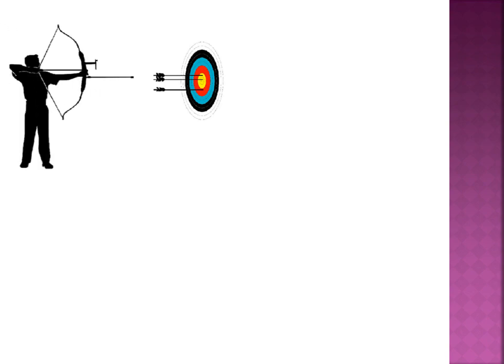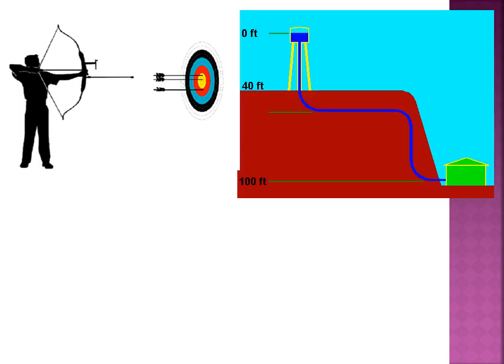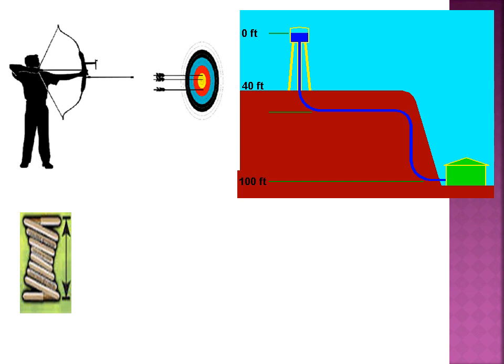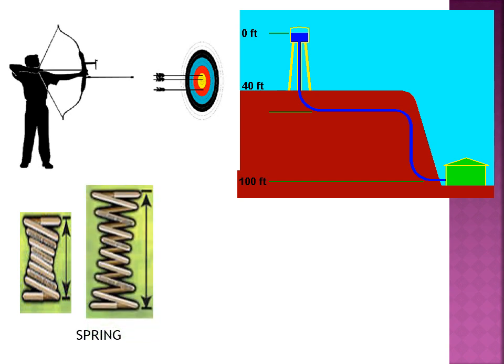Look at the following examples. An arrow is released from a stretched bow. Water kept at a height flows through a pipe into the house below. A compressed spring is released. Now, which words describe the state of the object in the above examples? Where did the energy required to cause the motion of objects come from?